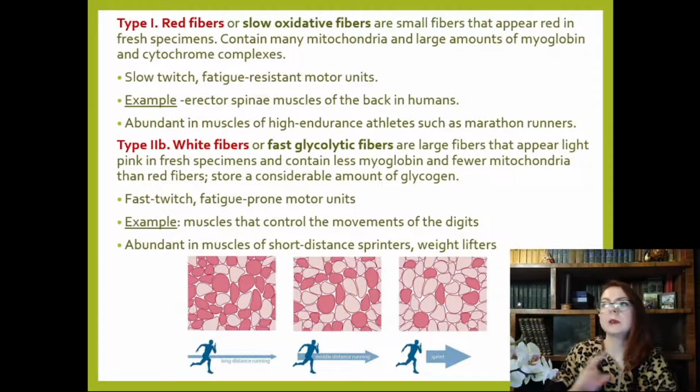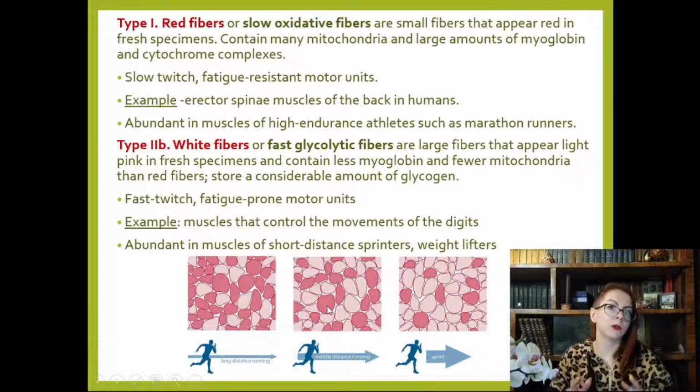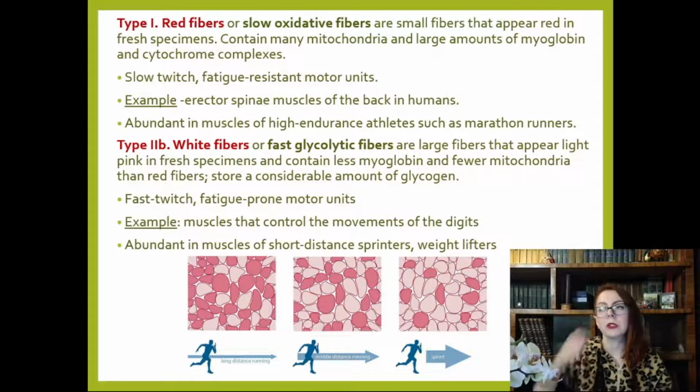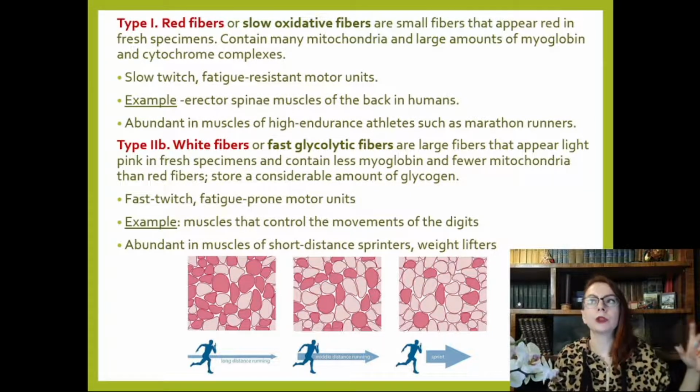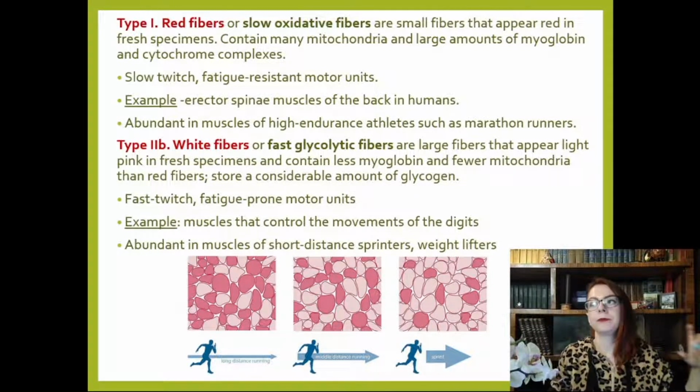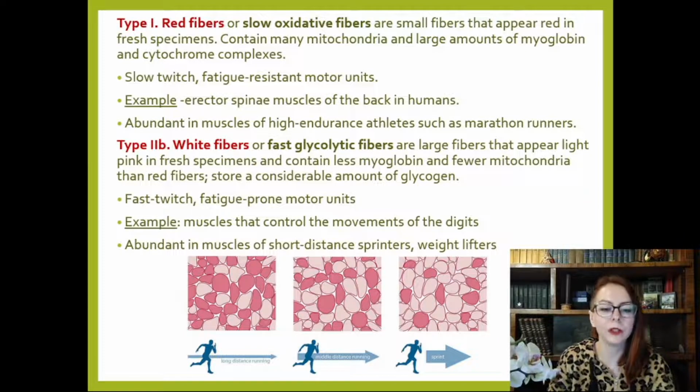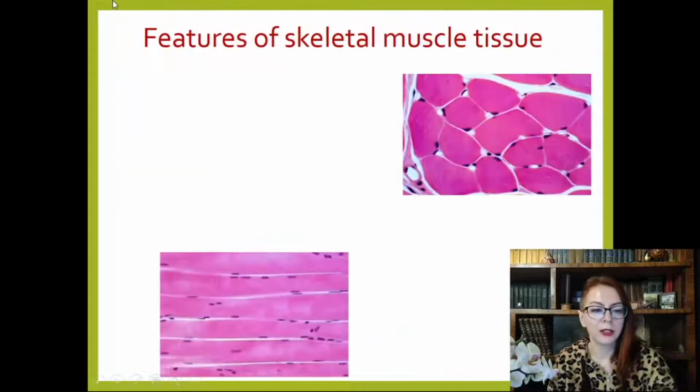There is also an intermediate type. It is called type 2A, and it has something like an equal mixture of both. And this is the intermediate strategy, of course. But it's very easy to remember if you connect and associate the strategy, oxygen, and the structure. Let's move on.